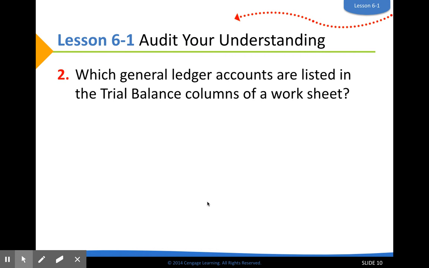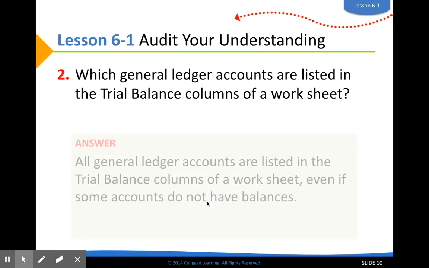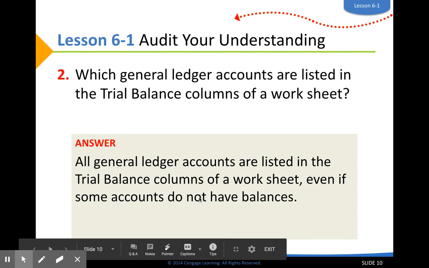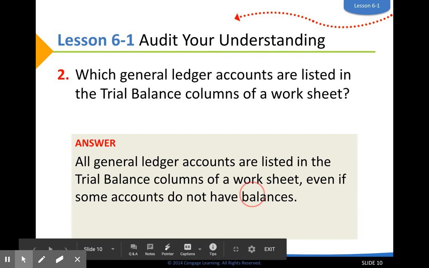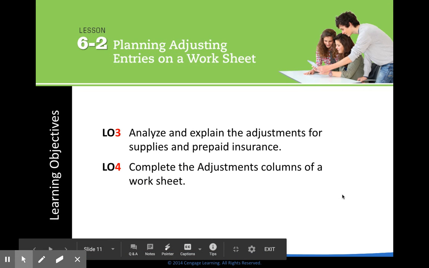Last question, which general ledger accounts are listed in the trial balance columns of a worksheet? So which of the accounts in our general ledger? That's all of them. Every single account that we have, even if they don't have balances, that's pretty key. Even if they don't have balances, we're still going to write the account title and leave it blank. So that is section 6-1.